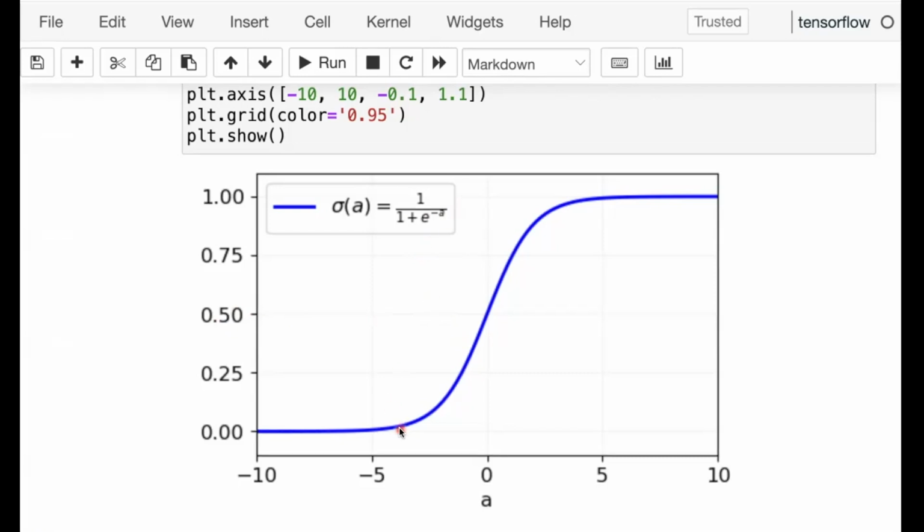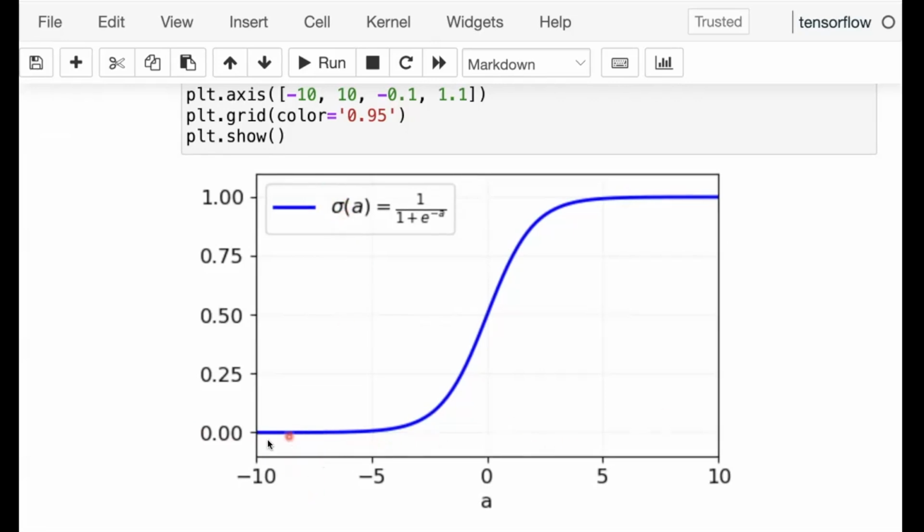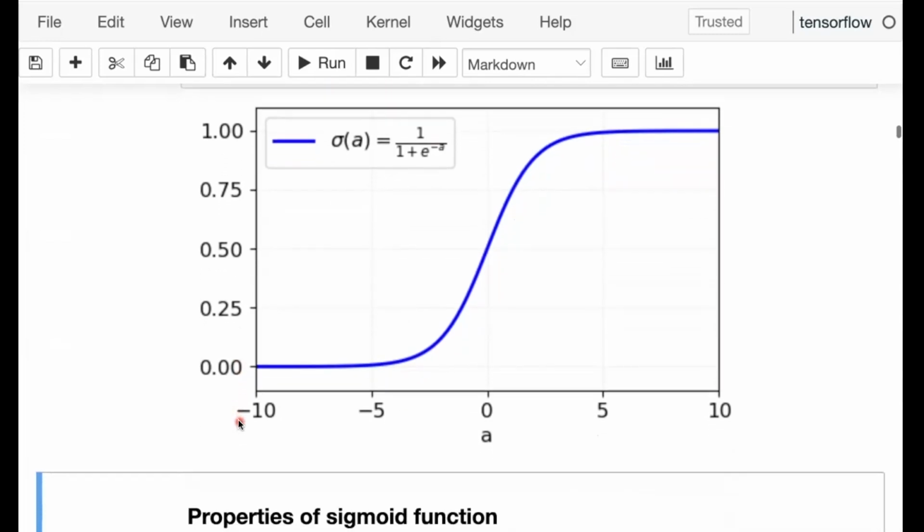And we have two horizontal asymptotes. One, as a goes to infinity, you can see that this reaches 1. And on the other hand, when a goes to negative infinity, this goes to 0. So that's a very nice thing about this sigmoid or logistic function, because regardless of what the input value a is, the output is always somewhere between 0 and 1, which can be viewed as the probability that we have in the probability mass function of a Bernoulli distribution.